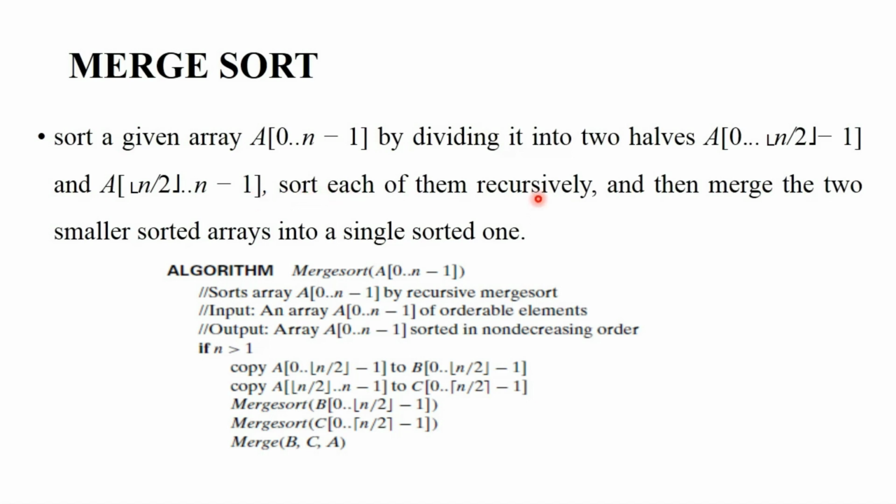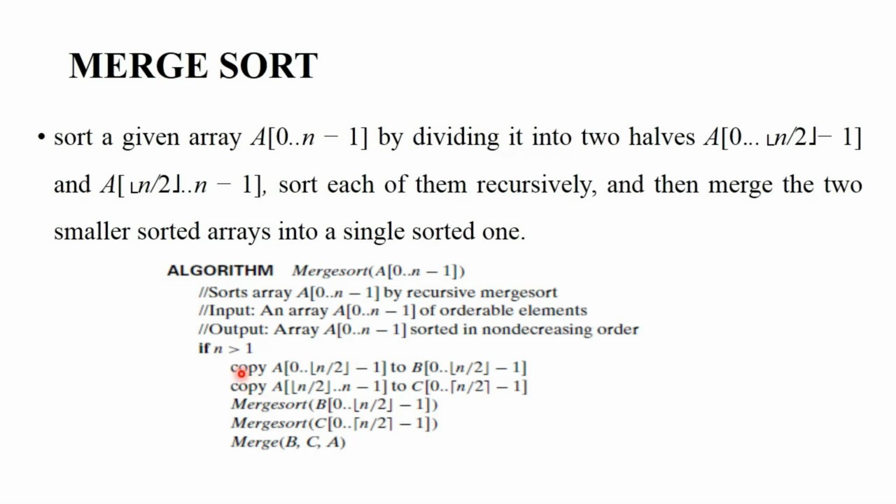Sort each of these halves recursively, and then you need to merge the two smaller sorted arrays to get a single sorted one. So let us see how the algorithm is written. The merge sort on an input of array A index 0 to n minus 1. When there is more than one element, so if n is greater than 1, what we are doing is we are taking a copy of the first half of the array A into a new array B and the second half of the array A into another array C.